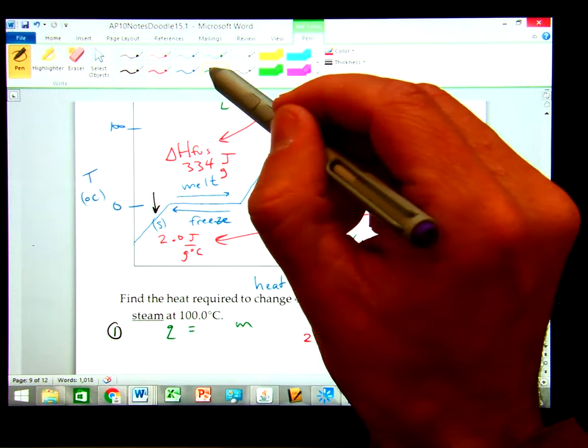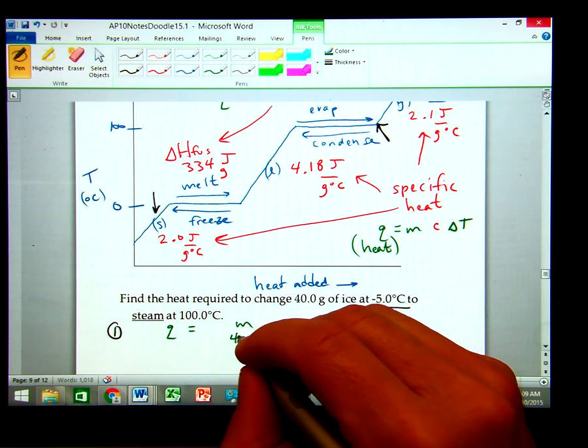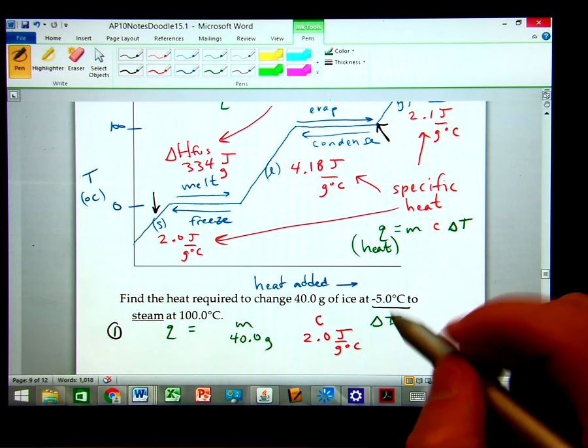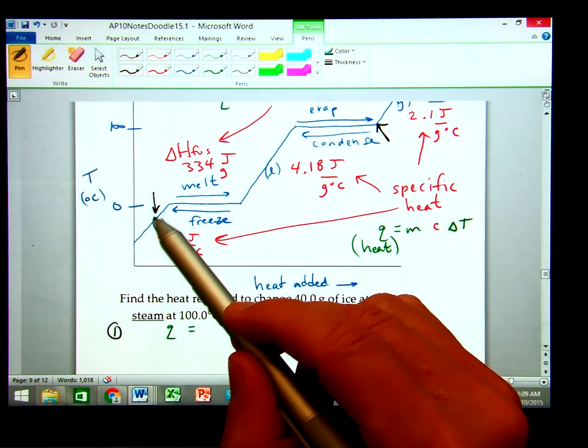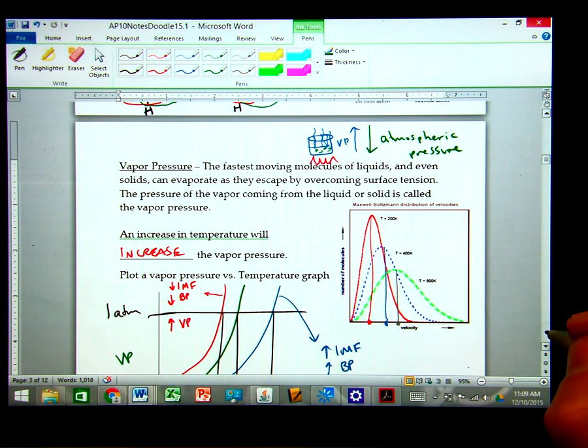Now we need to know the mass of the ice. The mass of the ice is 40 grams. So I'm going to write 40.0 grams. The delta T is only for this zone, the change in this zone. It goes from -5 to 0, so that's a change of 5 degrees Celsius. You could just do absolute value for that.